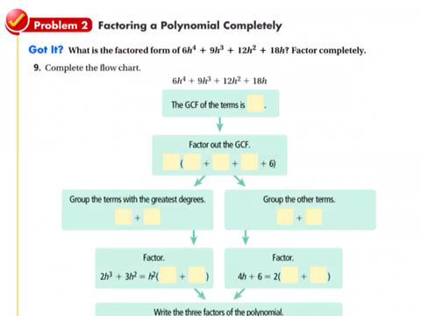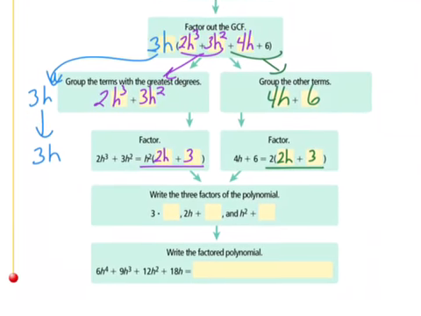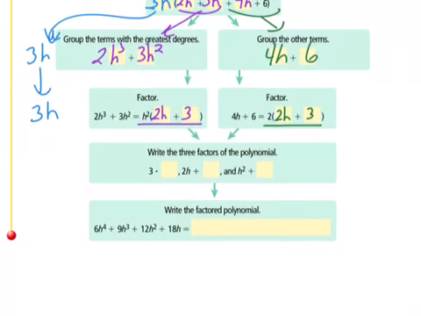The greatest common factor of the terms is 3h. 3h goes evenly into each term. So we're going to factor that out first. Then we'll start with our steps as described in the previous slide. Group the terms with the greatest degree and then group the others. Factor. And then, as you can see, we will write the three factors of the polynomial.